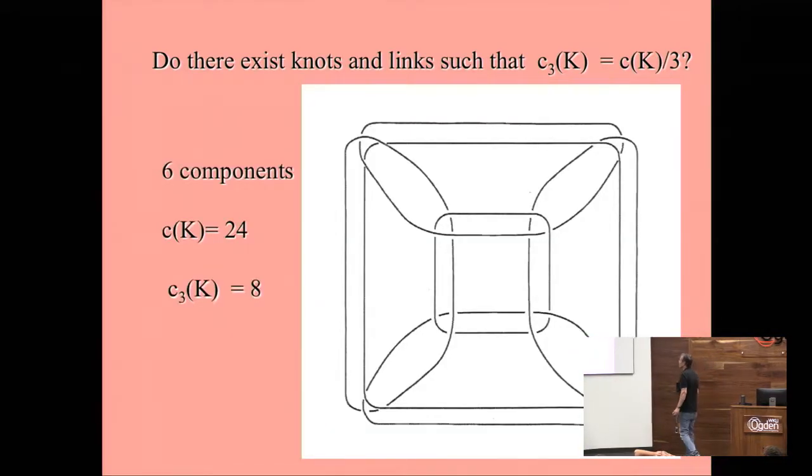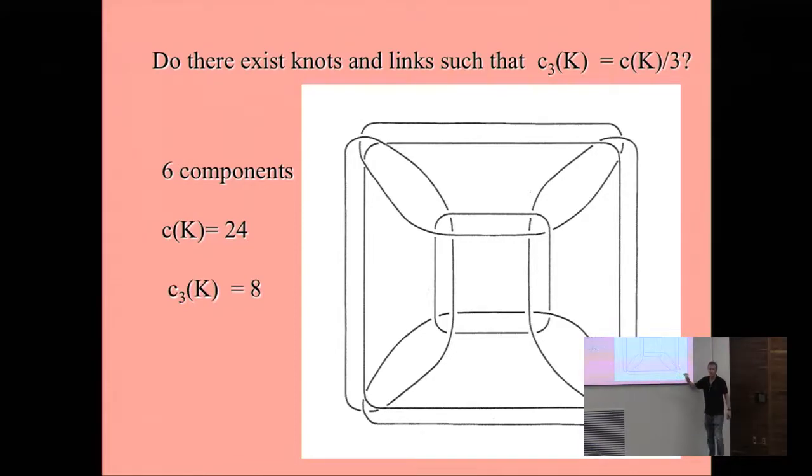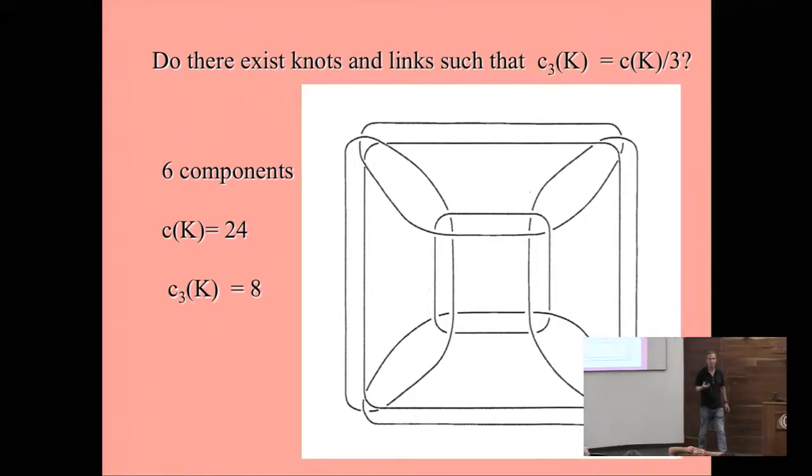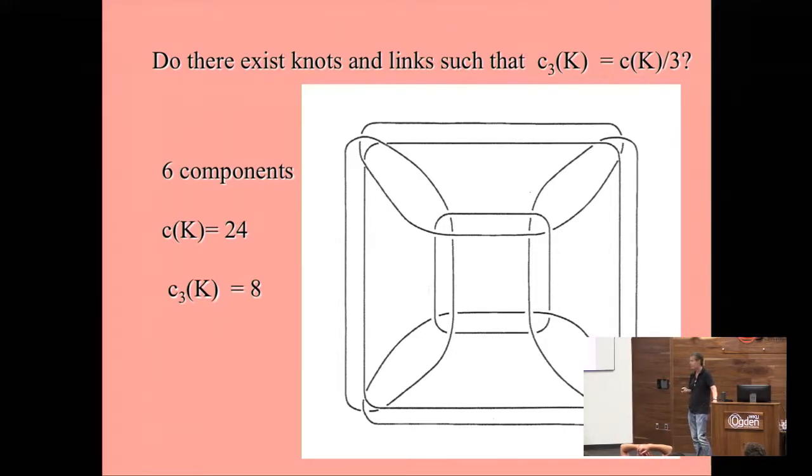Here's an example of a link where each of these components is actually linked with 4 other components, and so you can show that the crossing number is 24. In this picture, you can see the resolved, split open triple crossings, okay? So these triple crossings, of which there are 8, and because triple crossing number has to be greater than or equal to crossing number over 3, that means the triple crossing number is 8, okay? So here's an example that realizes that lower bound.